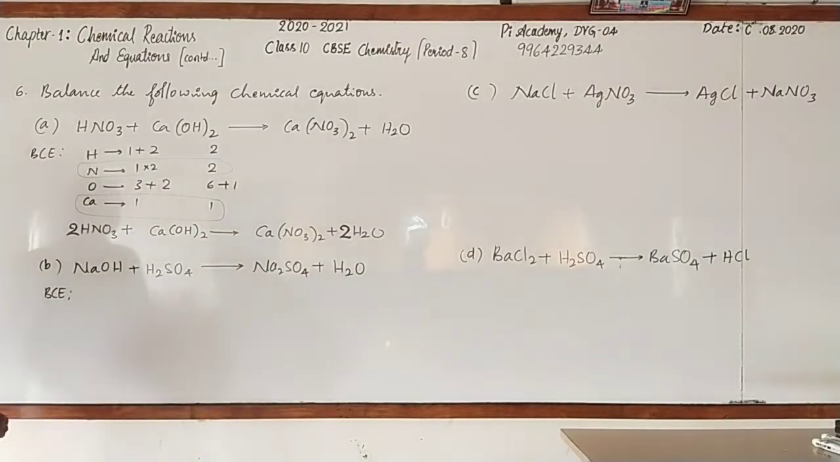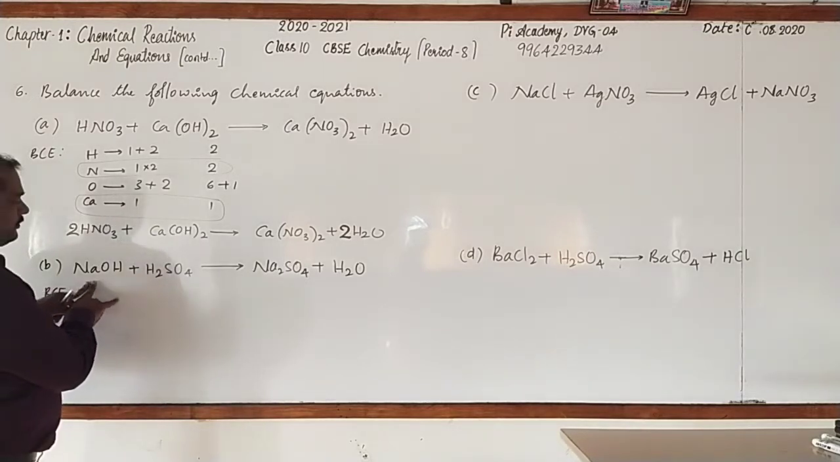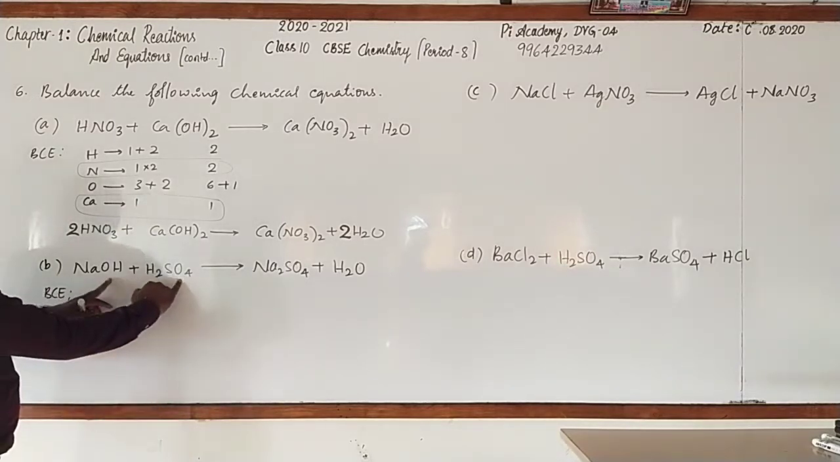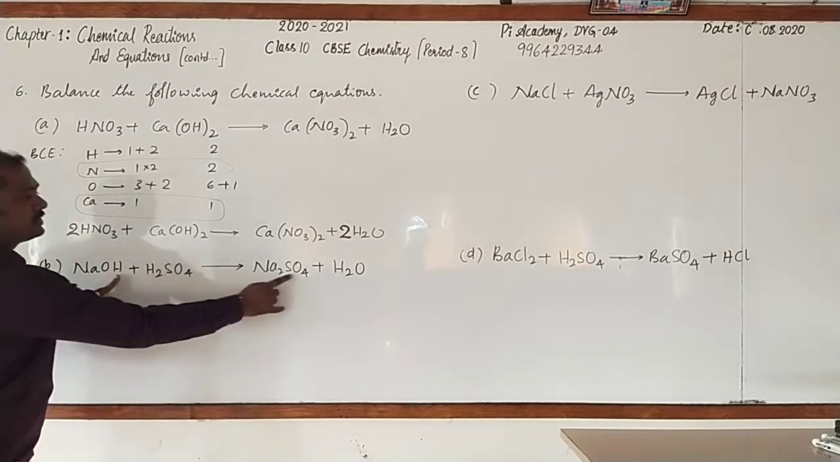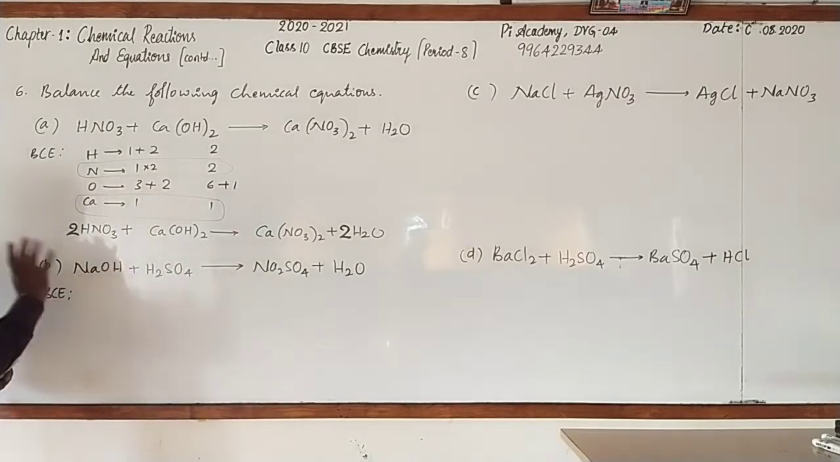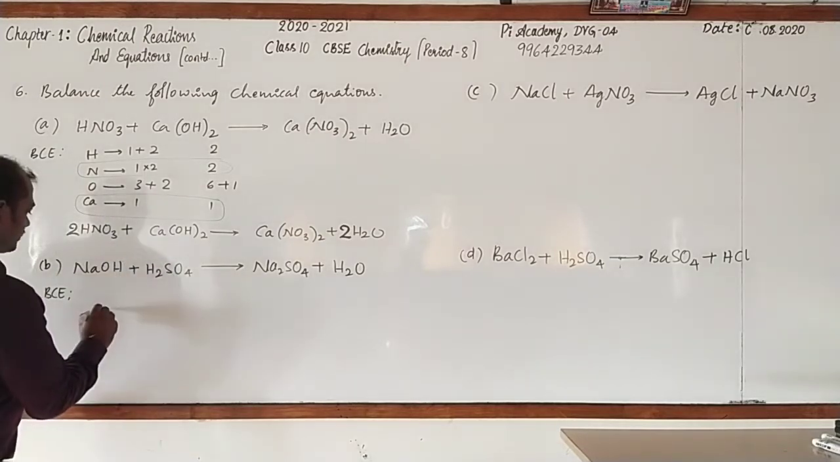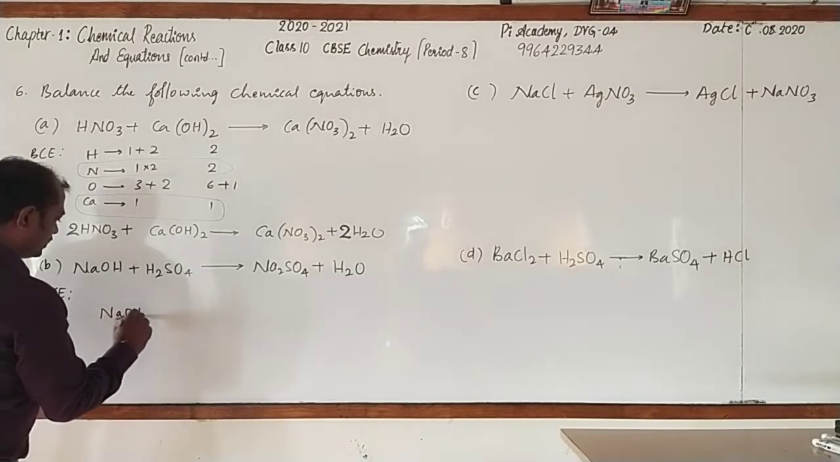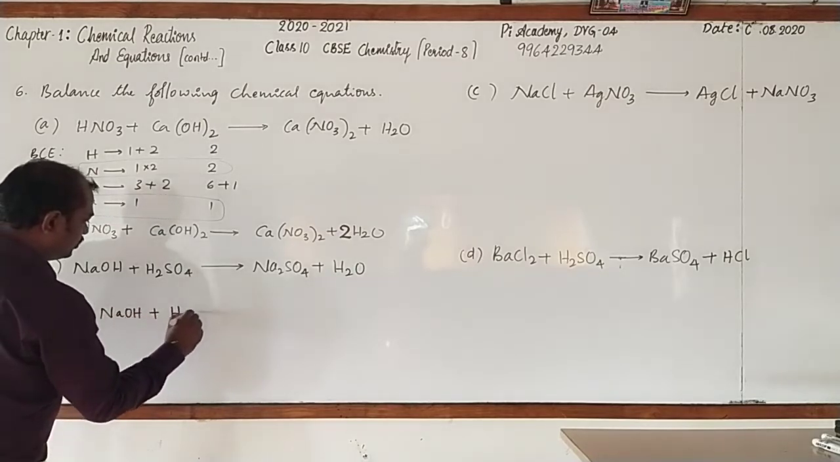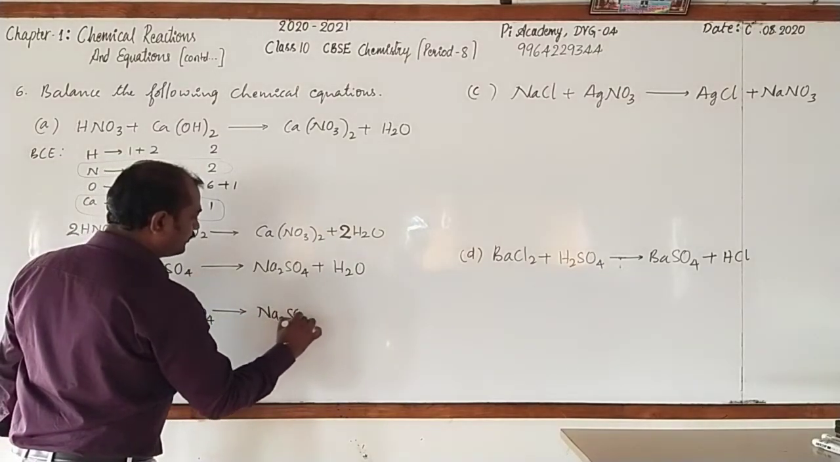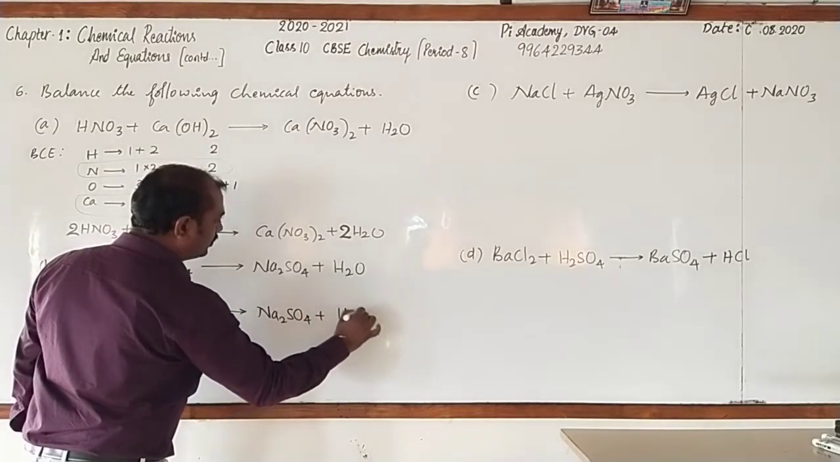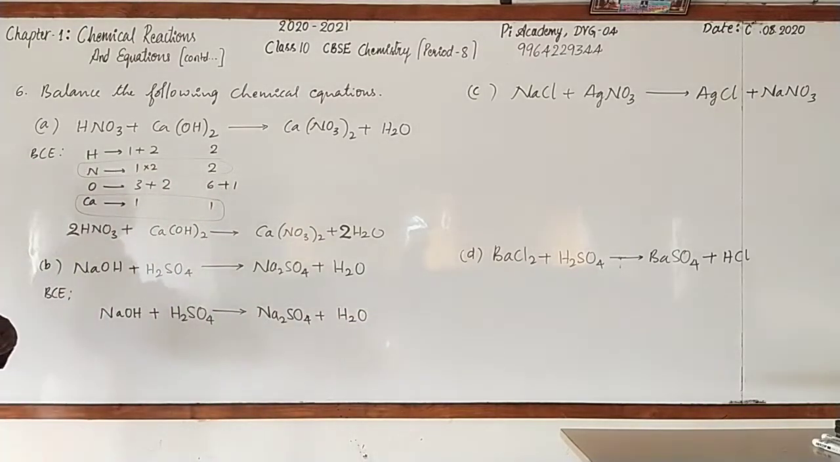It should be balanced. How do you go for that? Sodium. Here we cannot take oxygen because it has been distributed. Hydrogen cannot be taken. Sulfur, you just observe, it is already balanced. Only option is sodium. Did you understand? See, first, I'll write the equation. NaOH, sodium hydroxide, plus H2SO4 gives rise to Na2SO4 plus H2O. If the element is distributed in two or more compounds, don't take that.